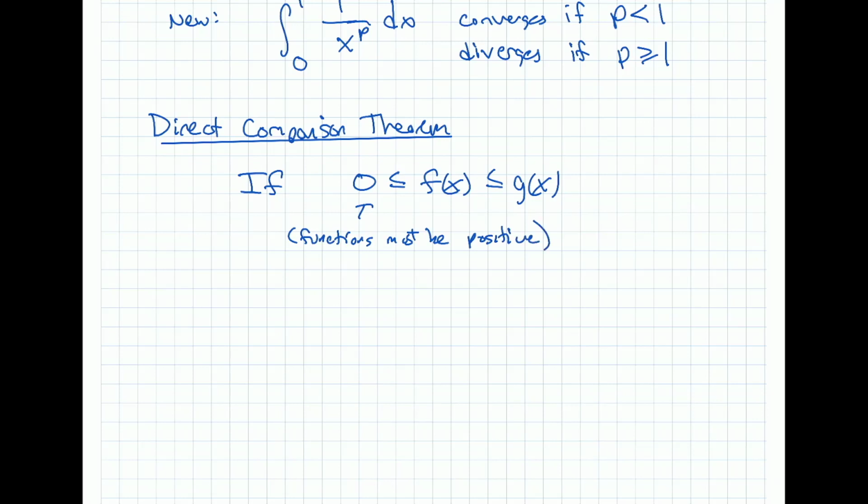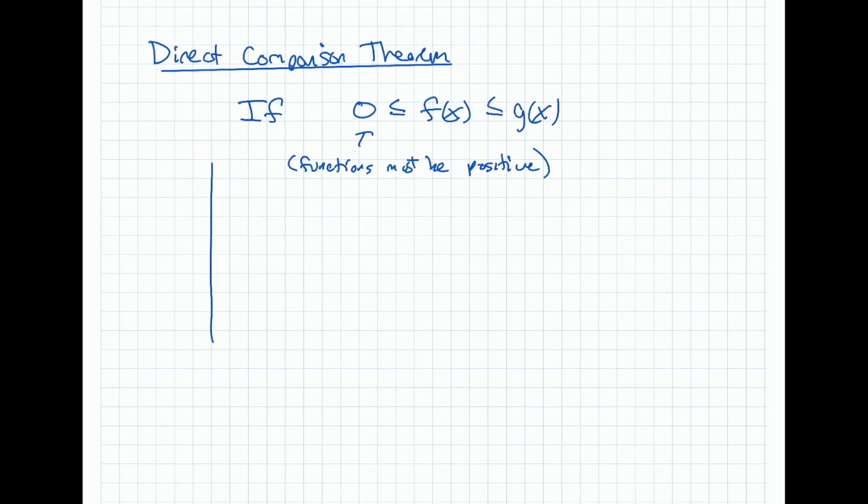And it's not that there's not a theorem if they're negative, it's just that it would be awkward to write, so they don't bother. So the functions must be positive. So 0 is less than f less than g. Now, if you think about that on a graph, I'm going to want these to at least have a chance of converging. So they're both positive, so they're above 0.